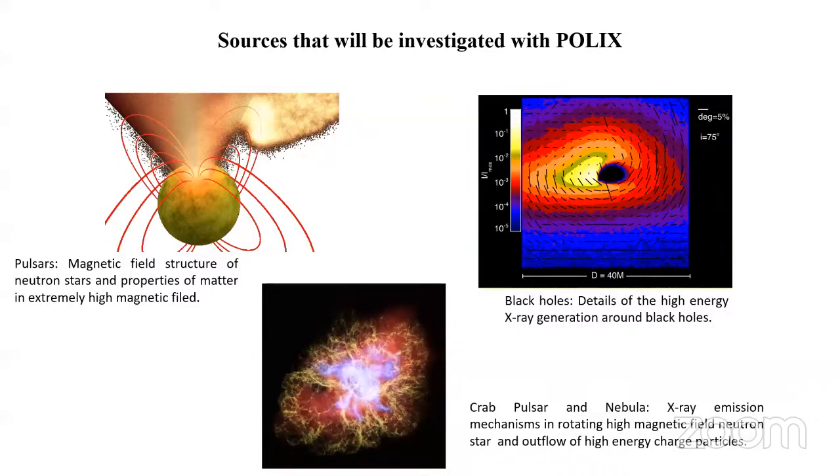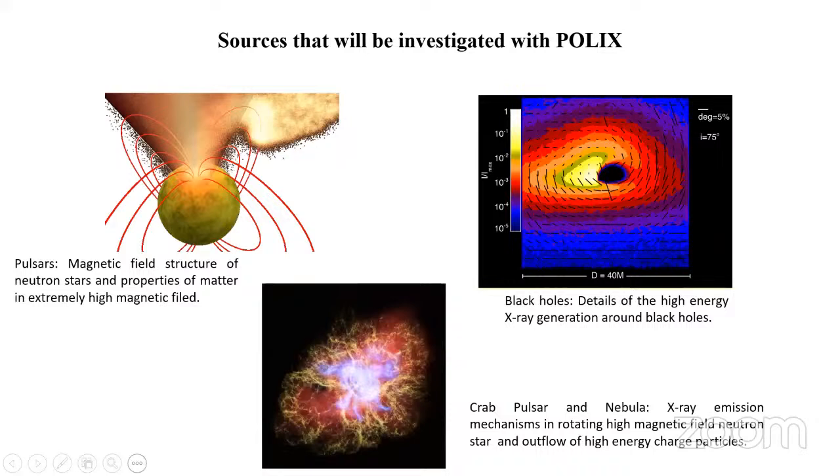Coming to this second picture, where I've written crab pulsar and nebula, X-ray emission mechanisms in rotating high magnetic field neutron star and outflow of high energy charged particles. There is a similar neutron star at the center, where the crab pulsar is radiating. That is an isolated neutron star. It is not accreting. However, this neutron star has a very high magnetic field and is rotating very fast. This rotating magnetic field produces an extremely strong electric field that causes the outflow of charged particles. The surrounding nebula is also radiating. The image is made from the radiation coming out from the nebula.